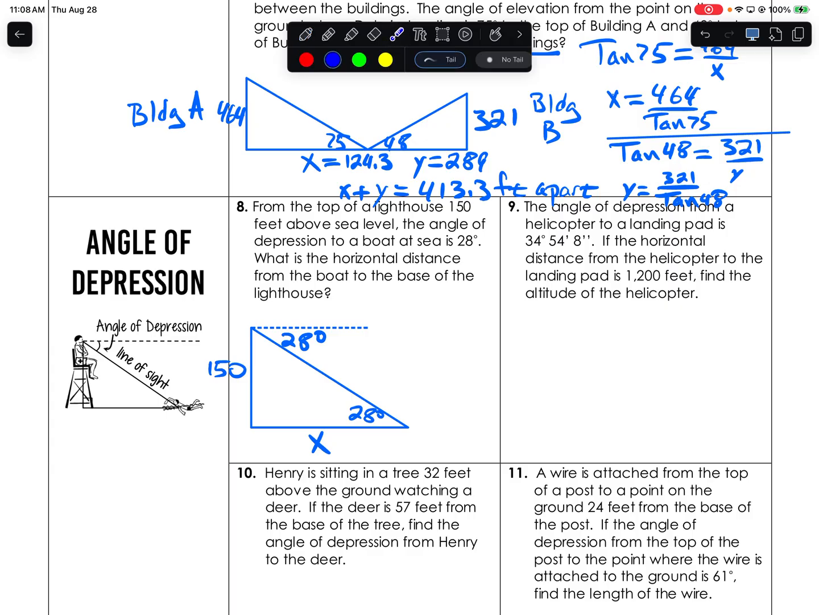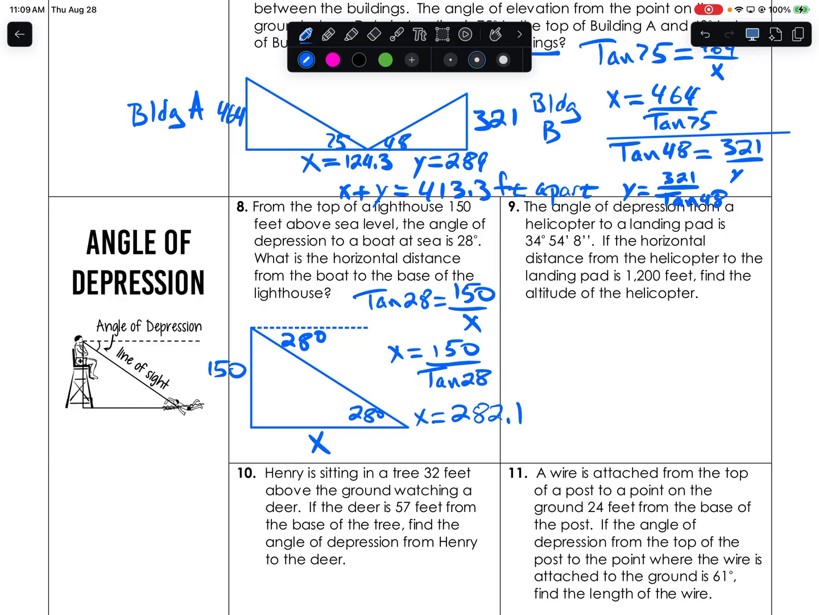So when we look at 28, we're thinking opposite over adjacent. So tan 28 equals 150 over x. As long as you end up with tan 28 equals 150 over x, you're good. So we get x equals 150 divided by tan 28, just skipping that one step in the middle of x tan 28 equals 150. When we put that in the calculator, we get x equals 282.1 feet.